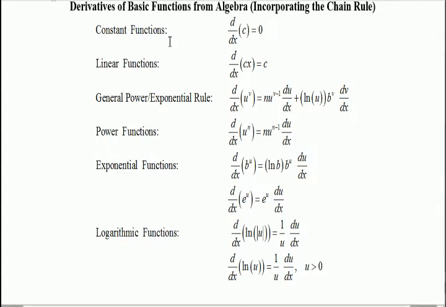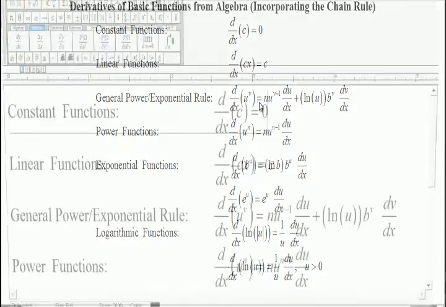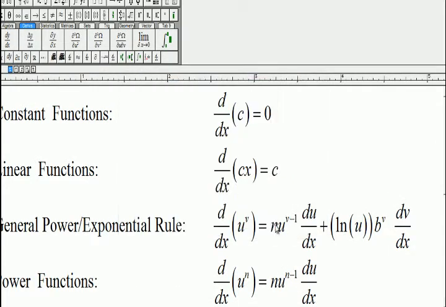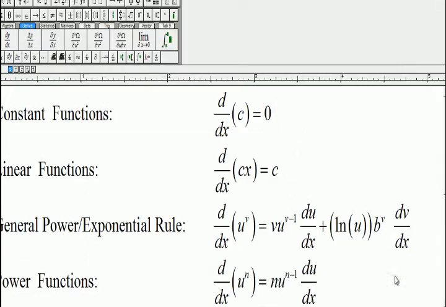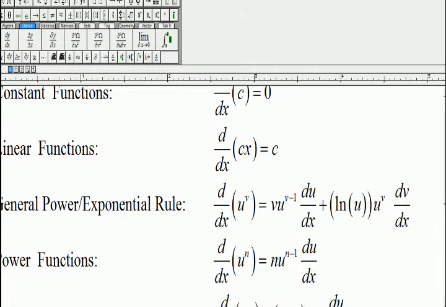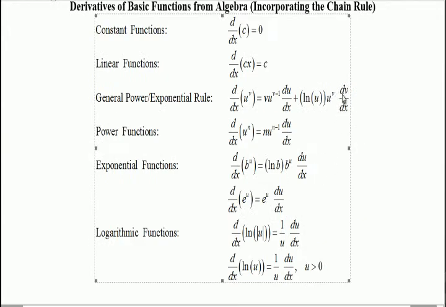So the derivative of u to the v, where both u and v are functions of x, is first you take the... that's a typo, it should say v times u to the v minus 1. So take the old power down, subtract 1 from the old power, and take the derivative of the base. Plus, you take the natural logarithm of the base times the original thing, and that should say u to the v, times the derivative of the power v.